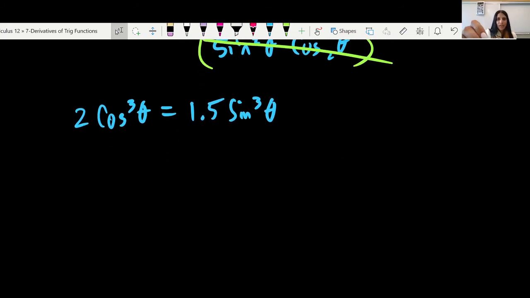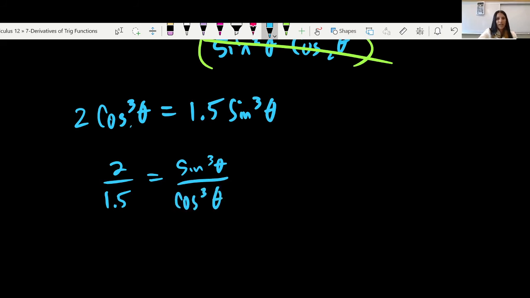So at this point, I want to get like things together. So I'm going to do 2 over 1.5 on the left. And basically, I'm just crossing them. So I have sine cubed theta divided by, I divide this out on both sides, so cos cubed theta. So I'm just getting the numbers together on the left, the trig together on the right. And this is basically, well, 2 over 1.5 is like saying 2 over 3 over 2. So it's the same thing as saying 4 over 3.